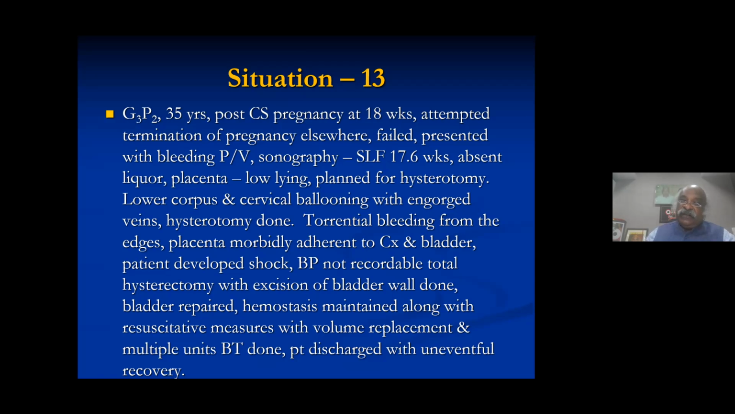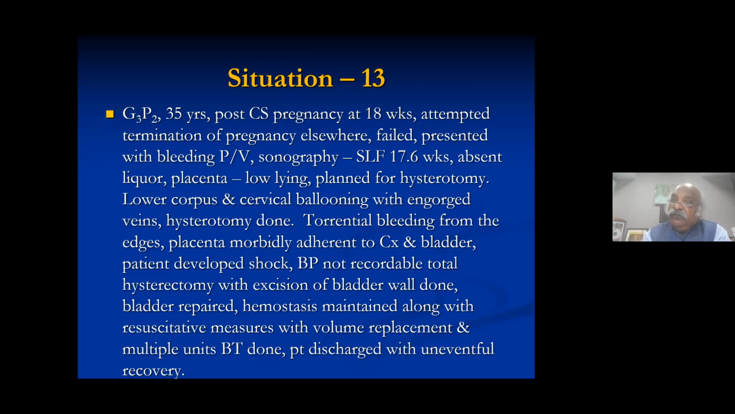The placenta was morbidly adherent to the cervix and bladder, as we saw in the last case. Here it was 18 weeks in a 35-year-old G3P2, both living. The patient immediately developed shock. When I opened it, torrential bleeding gave rise to shock, BP not recordable. Immediately, I decided for hysterectomy rather than any conservative procedures.